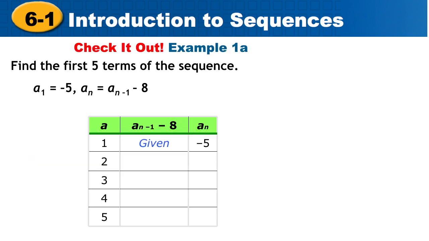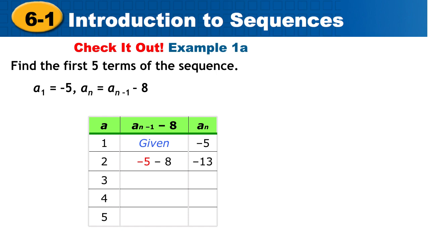So let's take a look at another example. Similarly, the first term is given and the recursive rule is given. We're asked to find the first 5 terms of the sequence. In order to find the second term, you are going to substitute 2 for n. So, a sub 2 minus 1, which is a sub 1, is already given as negative 5. So you are going to write it as negative 5 minus 8, which is negative 13.